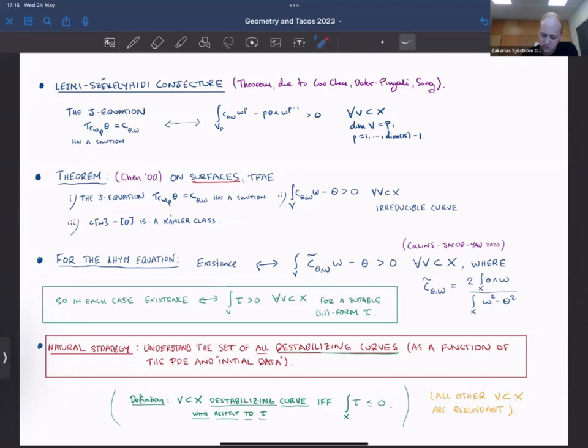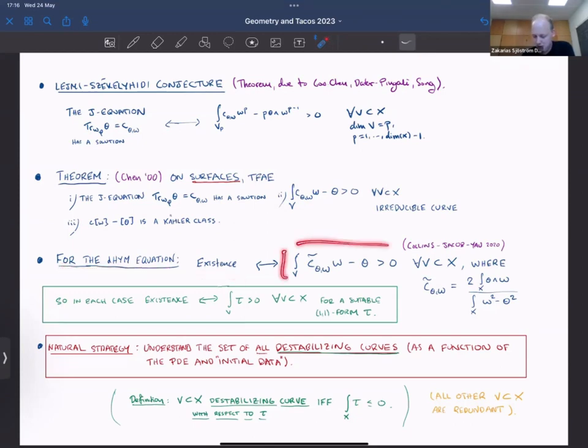So this will be important for the rest of our talk, but really we are integrating some suitable (1,1)-form depending on our initial data, and we vary this over all irreducible curves. And we have a solution if and only if this kind of integral is always positive. And this happens by the Nakai-Moishezon criterion. You can easily see that this is equivalent to this being a Kähler class. This is for the J equation. And for the dHYM equation, the same principle goes.